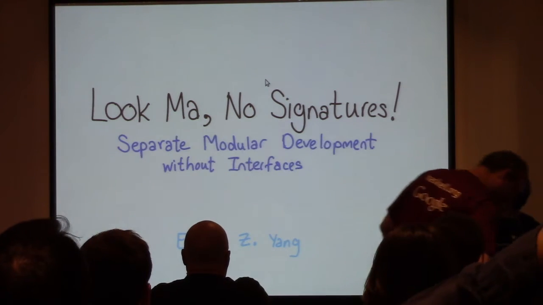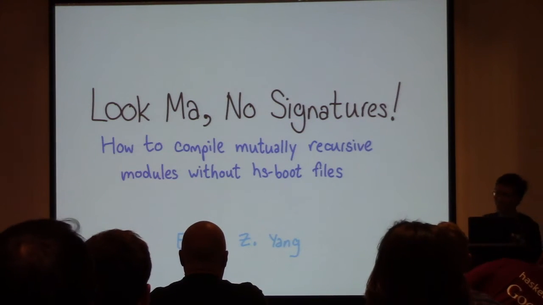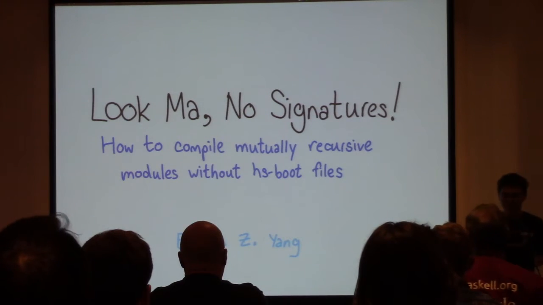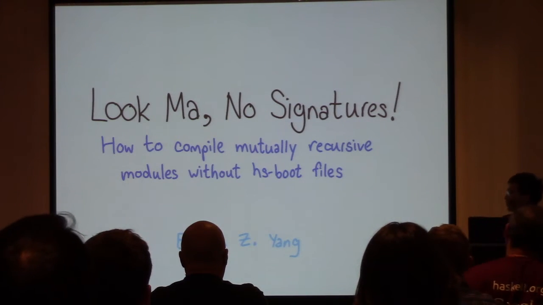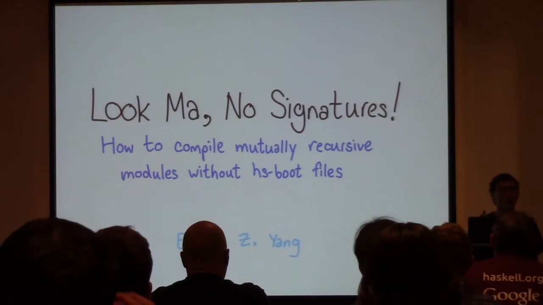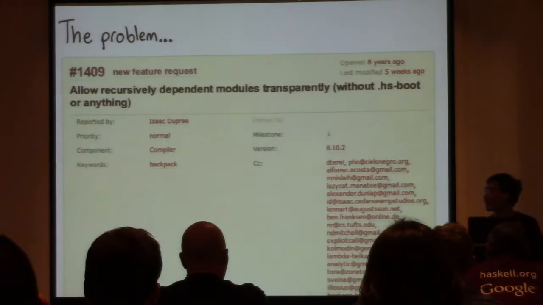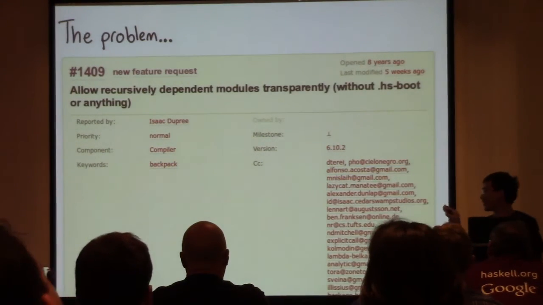I kind of made a bad title for the talk. I think a better subtitle is how to compile mutually recursive modules without HS boot files. So that's sort of going to be the main lead up to the talk. It's this bug, if any of you have seen it.